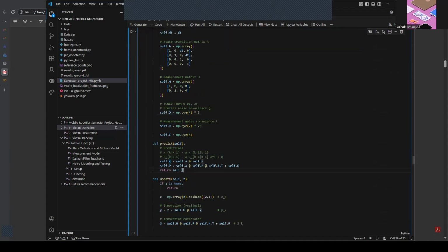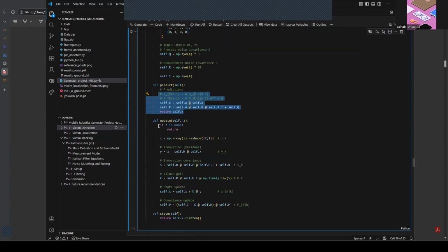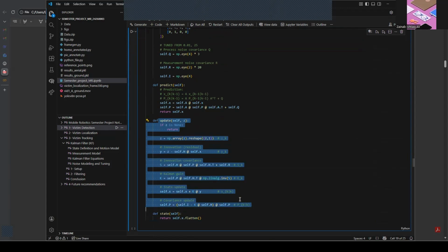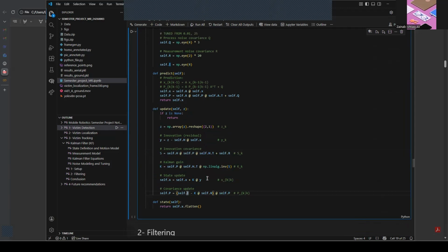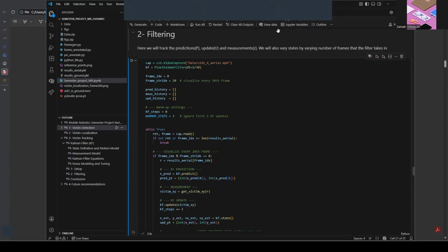Then I'm performing my prediction step, my update. This is again all the steps that we discussed above: the innovation, the Kalman gain, then our covariance update. Okay, so next up I have my filtering code snippet, which will actually be running my Kalman filter. Something different that I have done over here is use the frame stride, which will actually be using the modulus over here to use every 20th frame instead of all the 400 plus frames given.